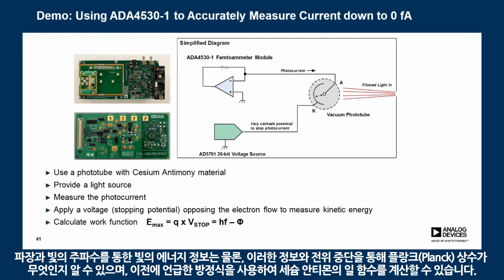And with information on the energy of the light, which comes from the wavelength and the frequency of the light, as well as the Planck constant, and with information on the stopping potential, we can then use the equation that we talked about earlier to calculate the work function of cesium antimony.